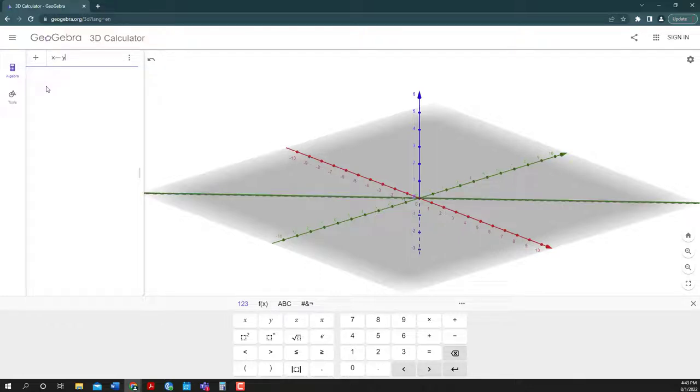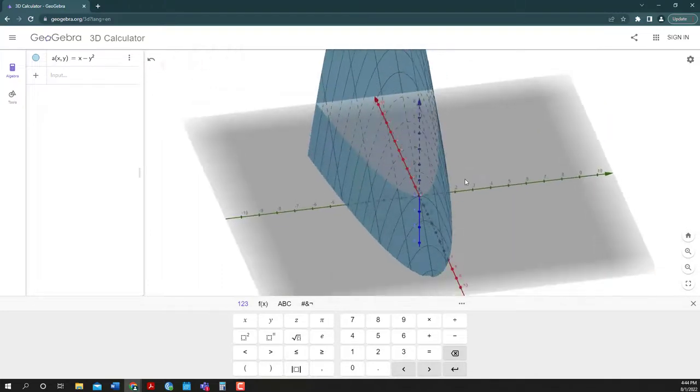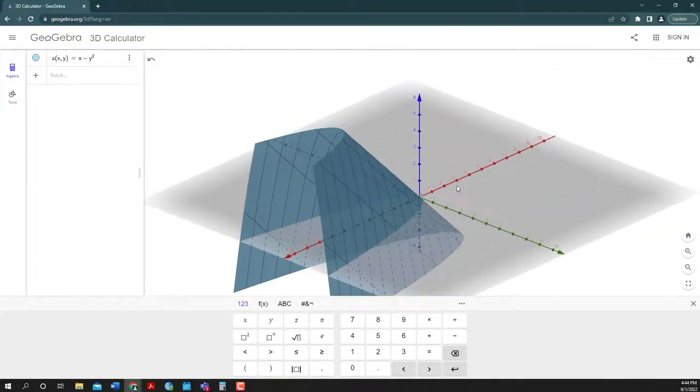So I can put in x minus y squared, very similar to what you looked at in your textbook. This is also going to be very similar to how we type these in Desmos when we would make the two-dimensional plots. All right, so here is the plot, and one of the really nice things about using GeoGebra is that we can actually move the plot around, and you can play with it to get a feel for what it looks like.